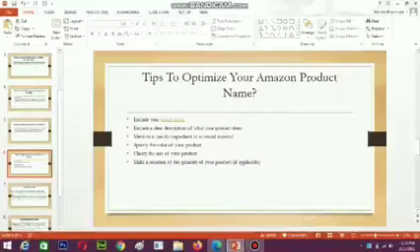Tips to optimize your Amazon product name. These are some of the tips that can help us in optimization of our Amazon product name. Include your brand name, the brand name you are dealing with. You should mention it in your product name. The next one is to include a clear description of what your product does.